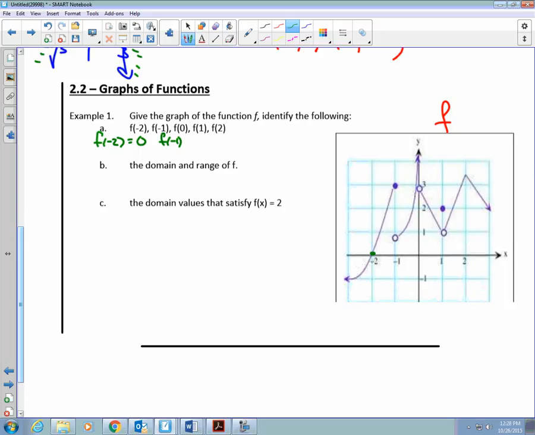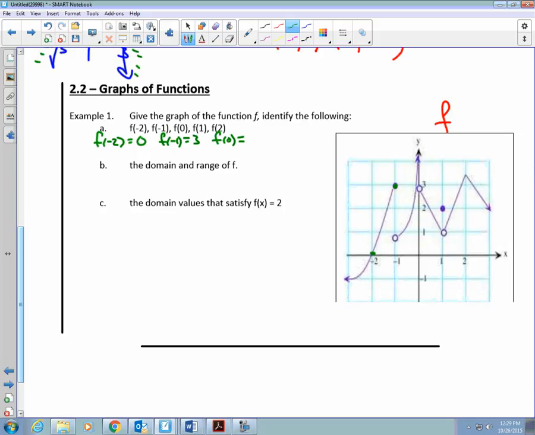-1 is interesting because it looks like the graph has 2 spots. It has an open circle spot and a closed circle spot. Which one do I choose, the open or the closed circle? I choose the closed circle. And so it has a height of what at that spot? 3.